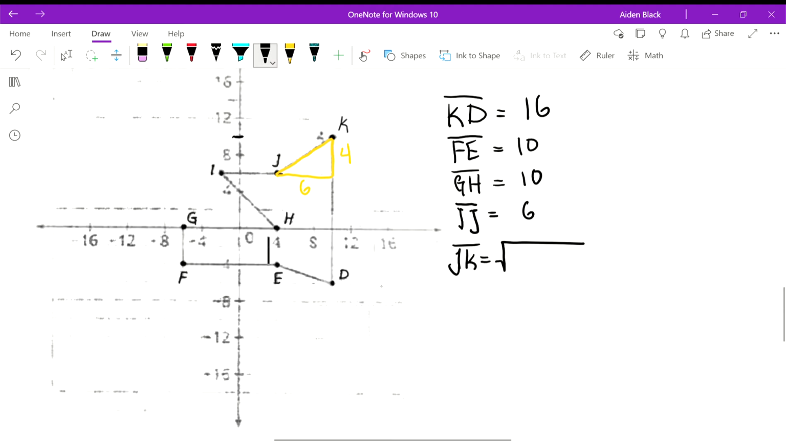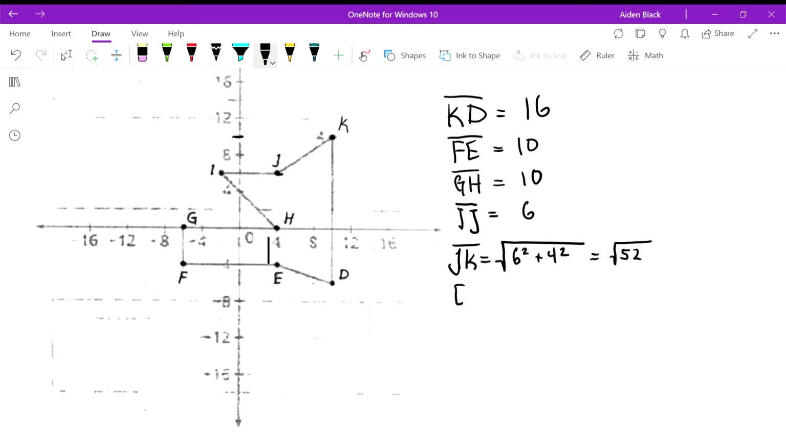So those are the numbers we use, right? A squared plus B squared equals C squared. So 6 squared plus 4 squared. So JK is equal to the square root of 36 plus 16. It's 52, right? 52. So I'm going to delete that.